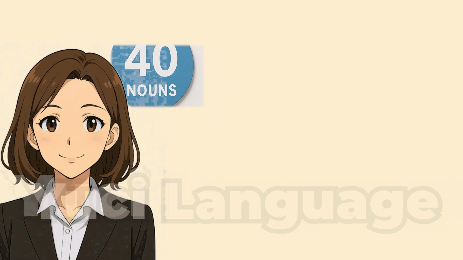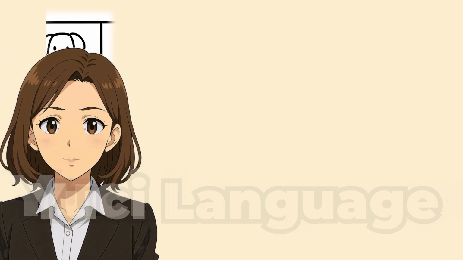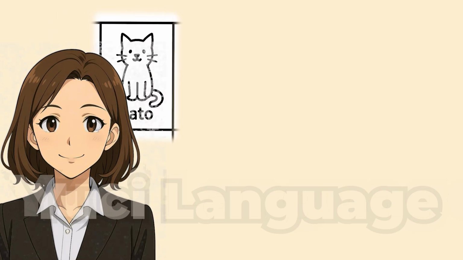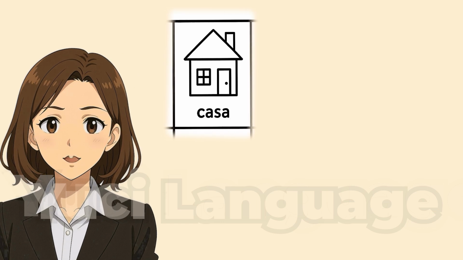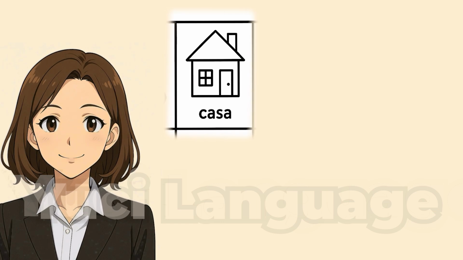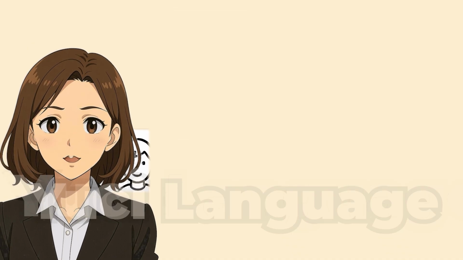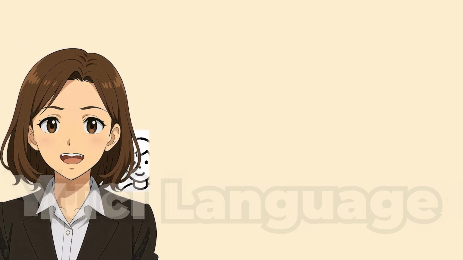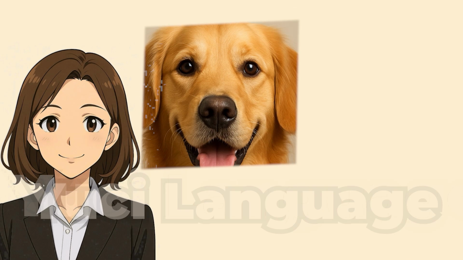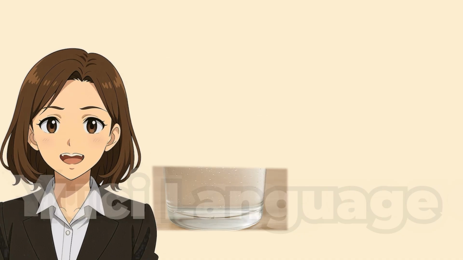Category 1, essential nouns. 40 words. These are concrete objects you can photograph. Perro, gato, casa, agua, comida, café, pan. You can create clear image flashcards for all of these. A photo of a dog for perro, a photo of coffee for café, a photo of a car for coche.